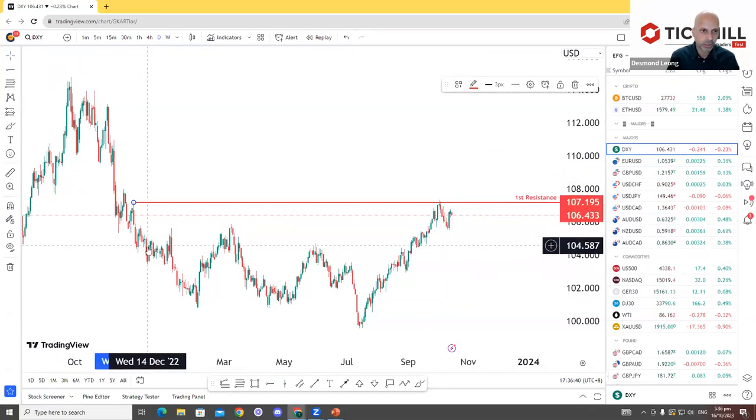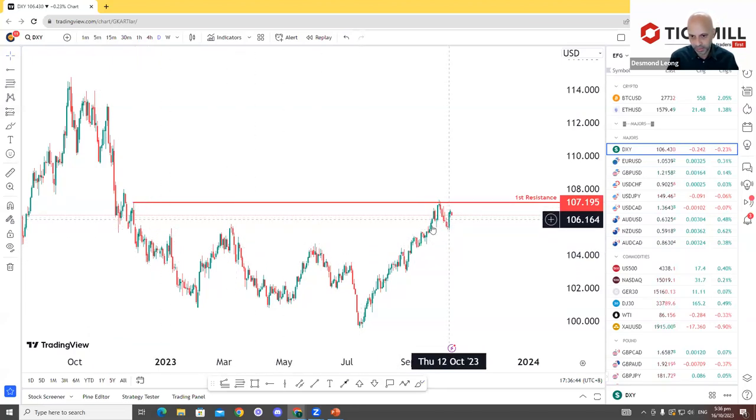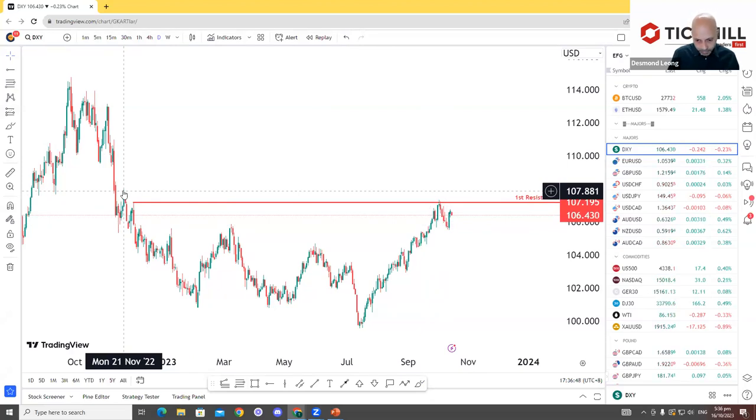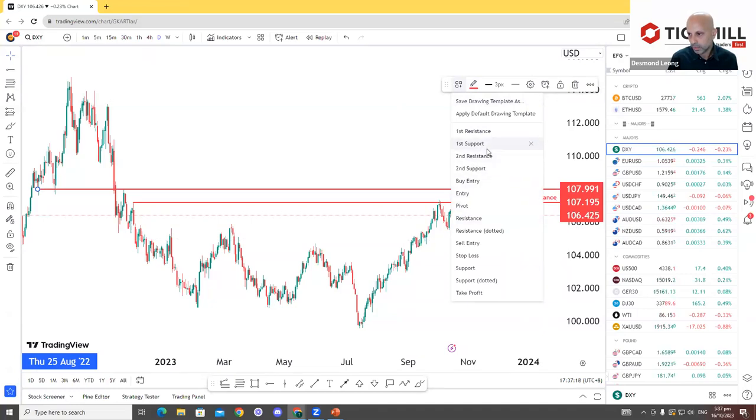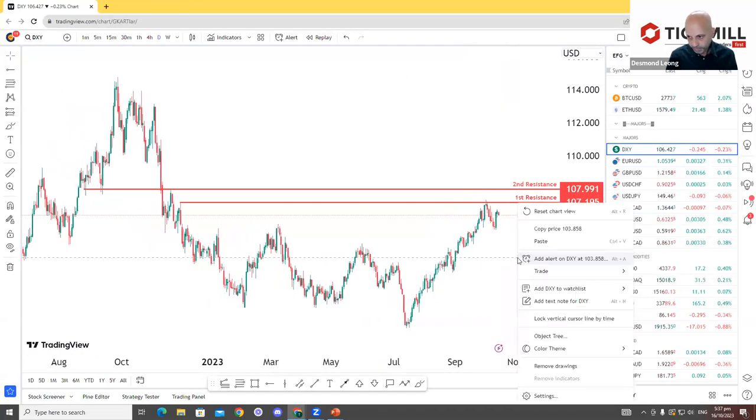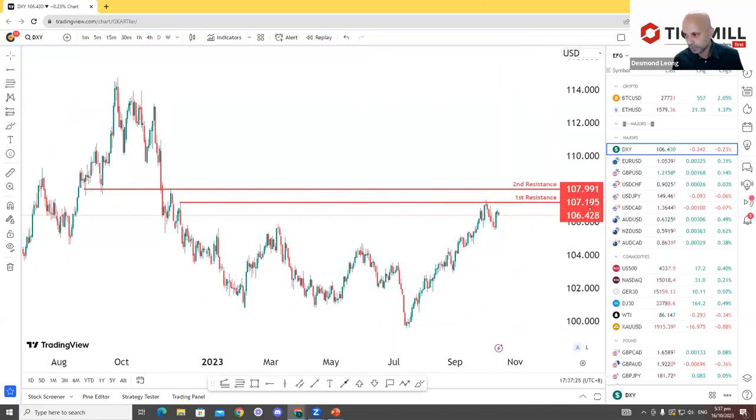So what we're looking for is strong overlap or pullback levels where price has run into resistance. Similarly here, on 21st of November, price ran into resistance around 107.83. And if you go back as far as August and September of 2022, we see price finding support around this level as well. So this level here at 107.97 does look like a pretty significant overlap level, which could function as the next resistance level for the dollar index. Just to recap, first resistance is at 107.19, second resistance is 107.99, given the significance of the overlap levels.